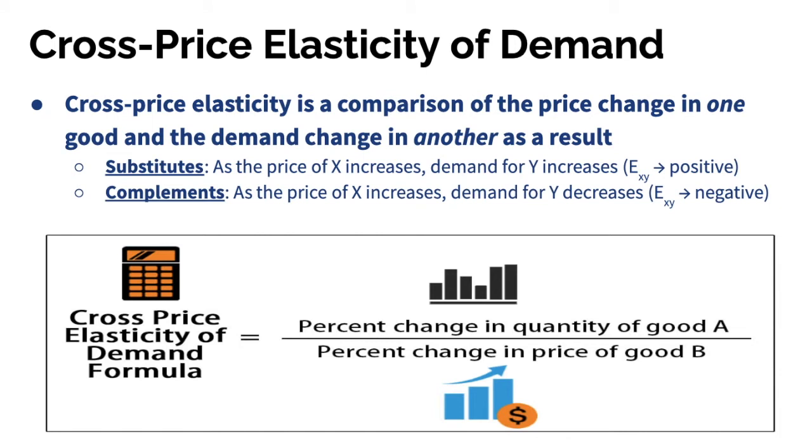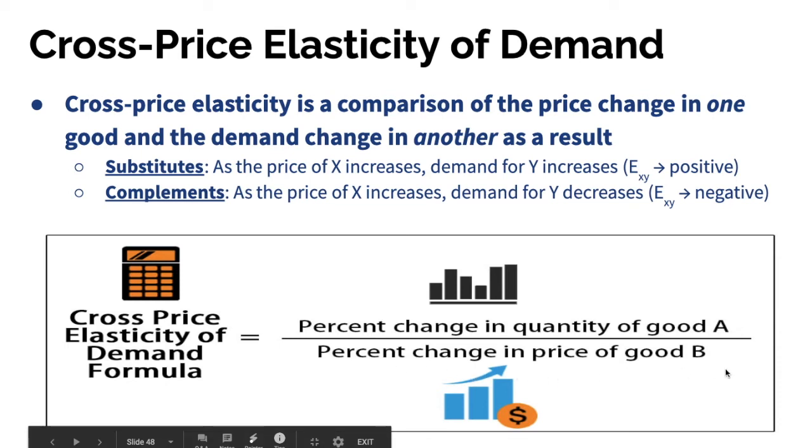The other type today is cross-price elasticity. This is dealing with substitutes and complements, but as you'll see, the formula is still very, very similar. The cross-price elasticity of demand is equal to the percent change in the quantity demanded of good A divided by the percent change in the price of good B.